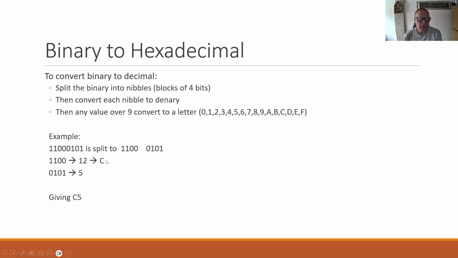And then the other nibble is 0101, which is 5, and we don't need to do anything with that. It's within the range of normal values. It's a hex digit, we don't need to do anything to it. So for the final answer, we combine those two parts together and we get C5. So C5 is the hex value of this binary number. If you had a bigger number than this, you would need 3 hex digits if there were more bits available.